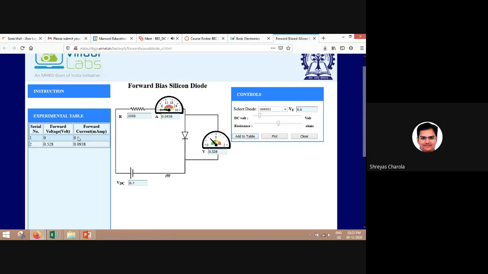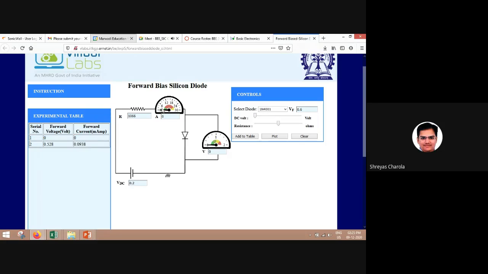In the table, go on increasing with a difference of 0.5. Like 0, 0.5, 1, 1.5, 2, 2.5, till what voltage is there? It's 4, 5 volt. So take the readings, then I will tell you.